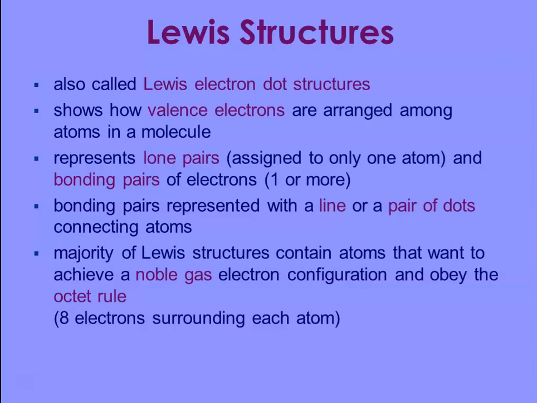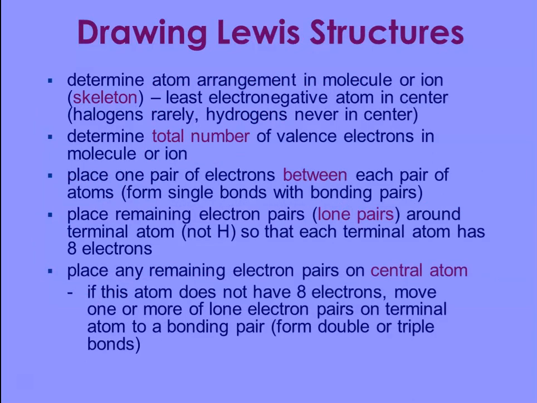The vast majority of elements on your periodic table that are going to be involved with sharing electrons, which is what we're showing you with these Lewis structures, are going to be atoms that want to have a filled valence shell of electrons. They want to have that noble gas configuration and therefore obey the octet rule, which is that there are 8 electrons surrounding that atom. There are some exceptions to that. We'll get into those shortly.